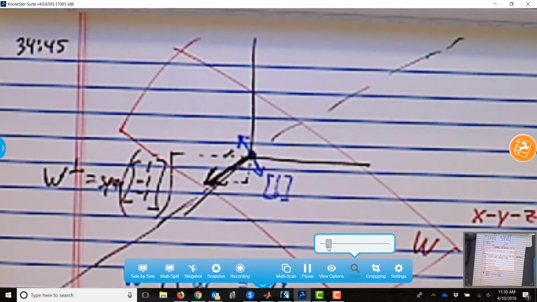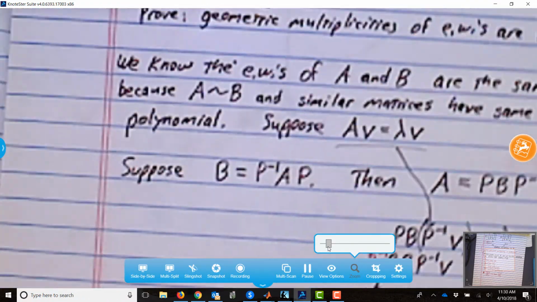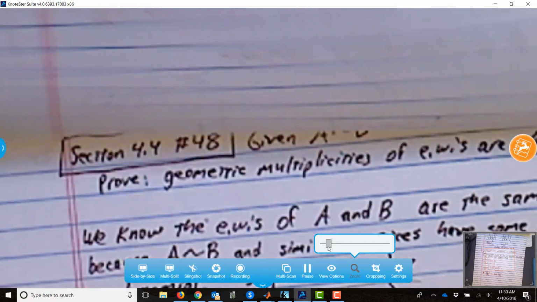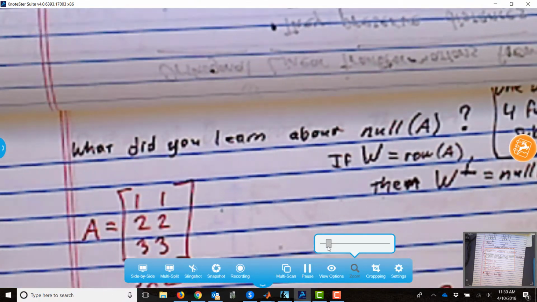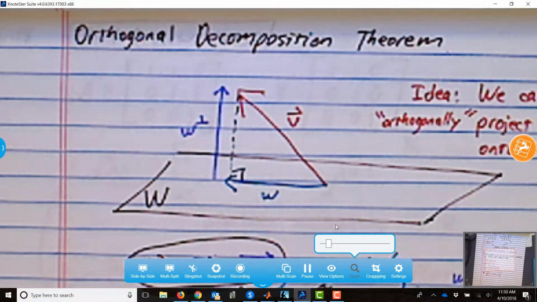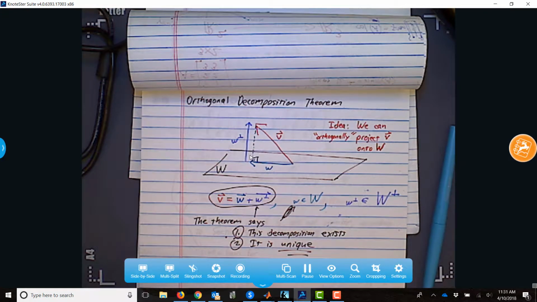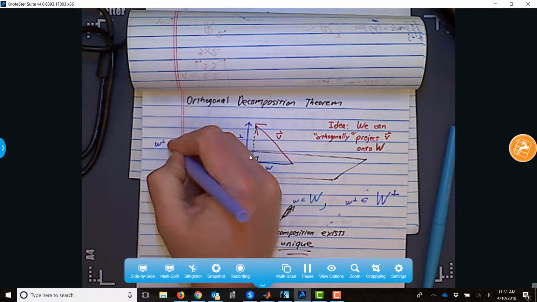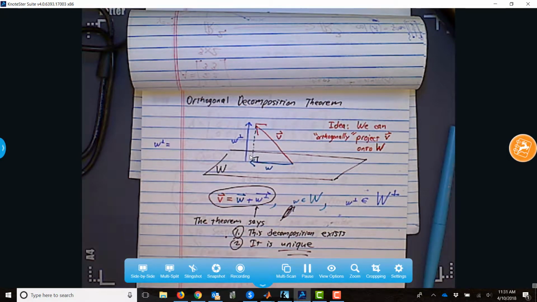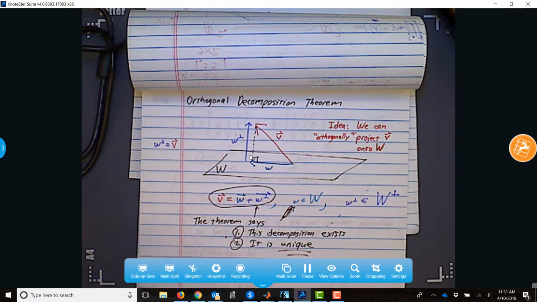Actually, if you look at the picture I did earlier, we had a couple pages ago. Yeah, here's my picture of the orthogonal decomposition theorem. Yeah, W perp is just V minus W. That seems to make sense, right? W perp is V minus W. That's actually how you compute it.